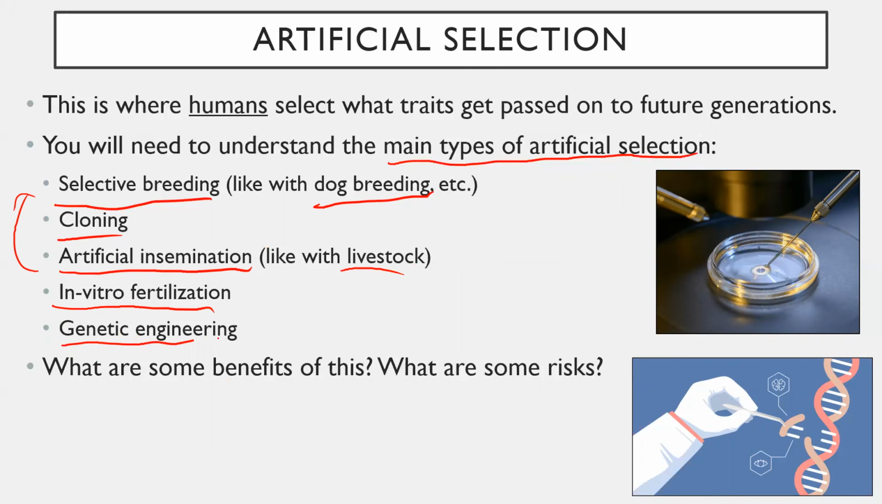Genetic engineering is the last one. We do this with plants in particular. That's where we take certain genes and actually edit them into the genetic code of other things and then have them grow. There's a lot of controversy about that.